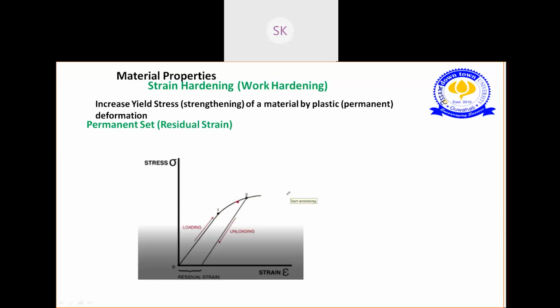So what we did is increase the strength of the material. We have increased the yield stress. Earlier the yield stress was at point 1, but now the yield stress point has shifted to point 2. So that is the phenomenon of strain hardening. Clear? The yield stress now is higher than it was the first time we went up the curve. So this is the concept of work hardening, or you can say strain hardening or residual strength. Clear?